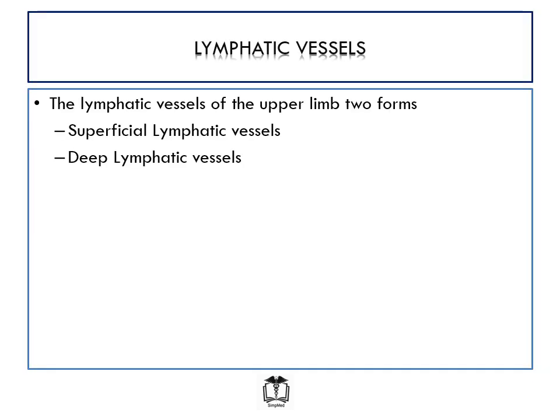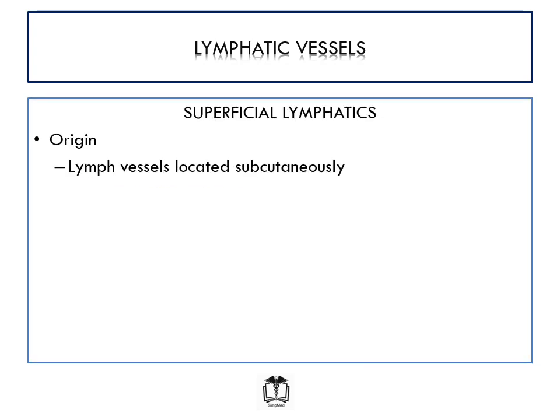Let's start off with the lymphatic vessels found in the upper limb. We have two types of lymphatic vessels in the upper limb, and this tends to mirror what we find in terms of the venous drainage of the upper limb. Remember that for the venous drainage of the upper limb, we have the superficial and the deep veins. In terms of lymphatic vessels, we also have superficial lymphatic vessels and deep lymphatic vessels of the upper limb. We'll start with the superficial lymphatic vessels.